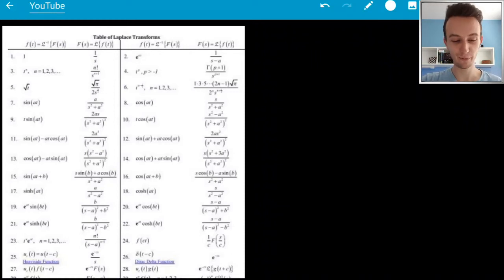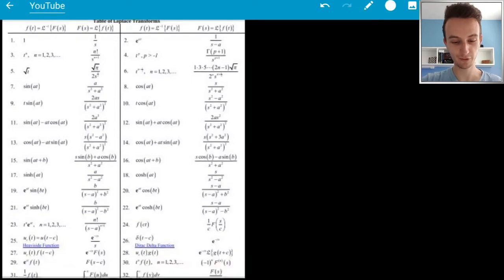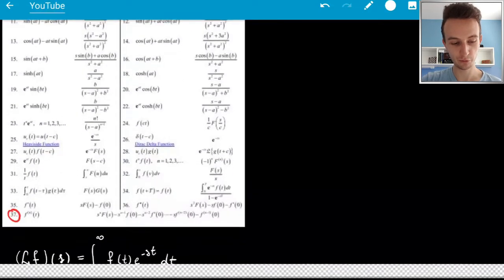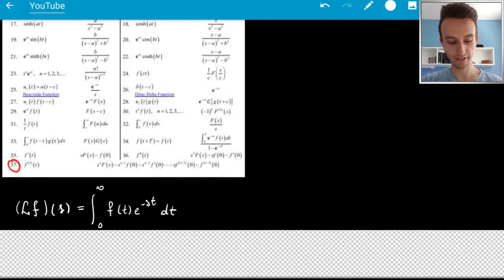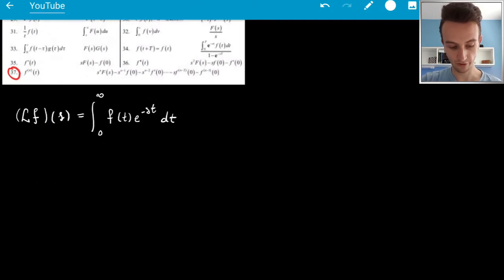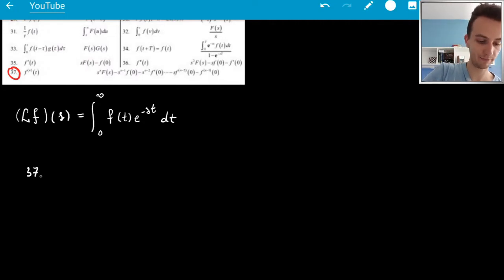In this video I want to derive the table of Laplace transforms, and maybe we won't be able to do all of them, but we will definitely do some of them. And the one I've circled here, 37, is the one we're going to start with, because this one actually gives us a lot for free. Okay, so let's see why that happens.